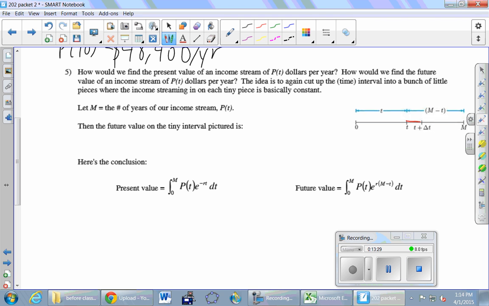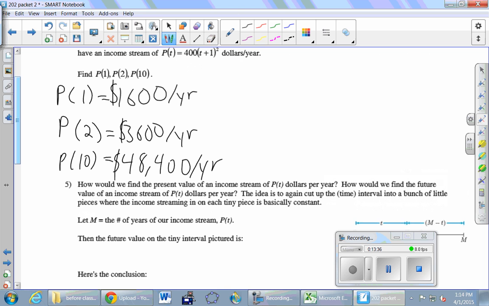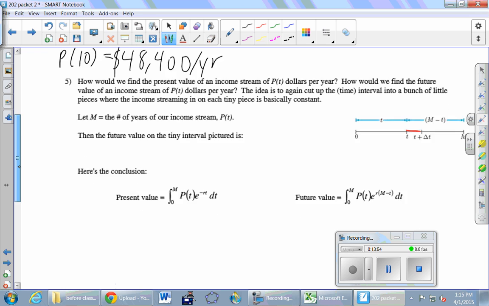The idea is that if we're on a small enough piece, then the amount of money coming in isn't going to change by very much. For example, we changed from 1,600 to 3,600. That's a pretty significant change. But if instead of plugging in 2, we had plugged in 1.0001, then the answer is going to be pretty darn close to what number? 1,600, right? It's not going to change by much if you don't let the time change by much. So that's what we'll do.